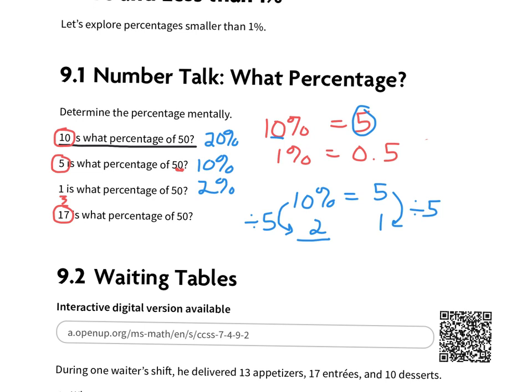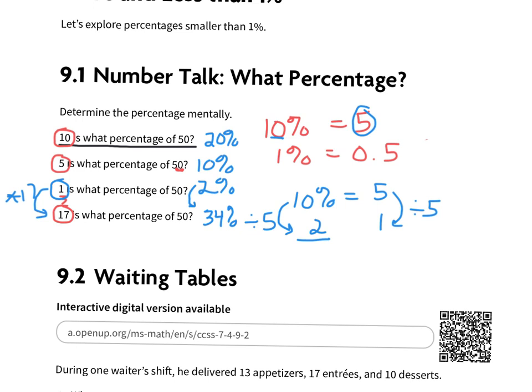17 is what percent of 50? Well, let's see. I just found 1 to be 2% of 50. To go from 1 to 17, I would multiply by 17. So I'm going to take that 2% and multiply it by 17 and get 34%.